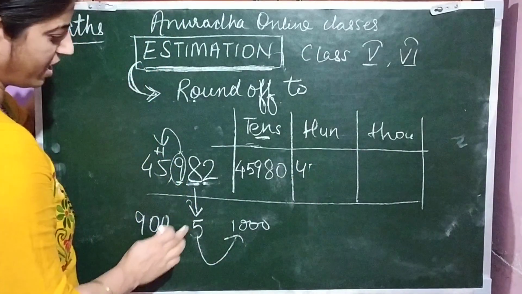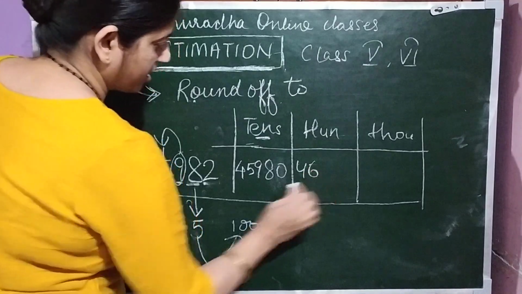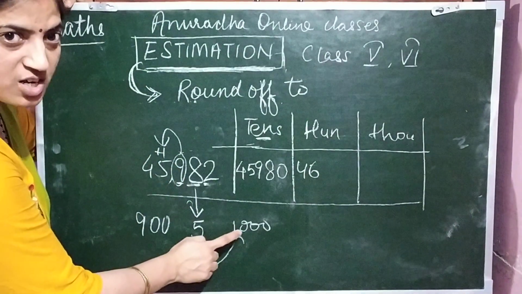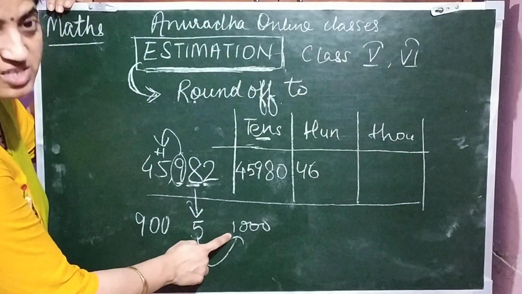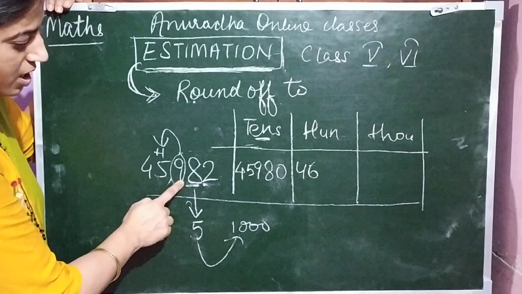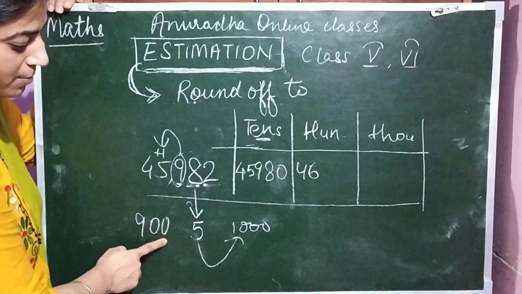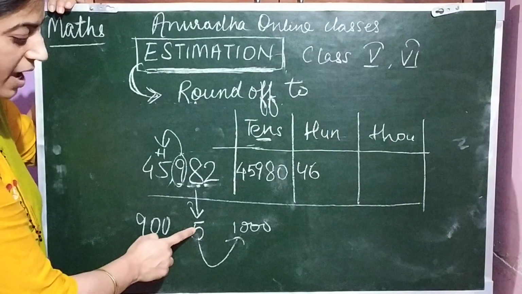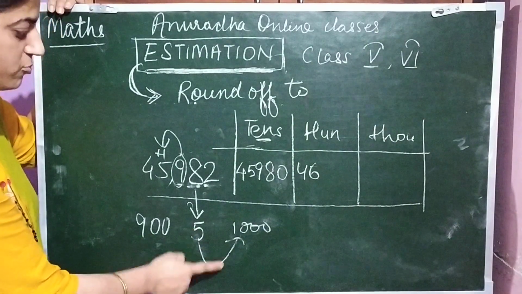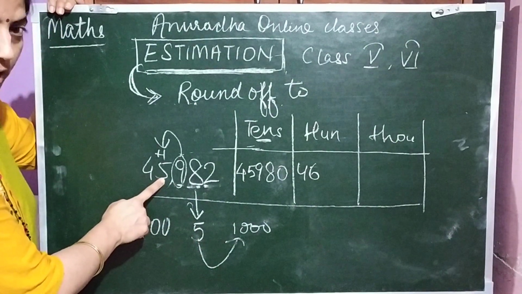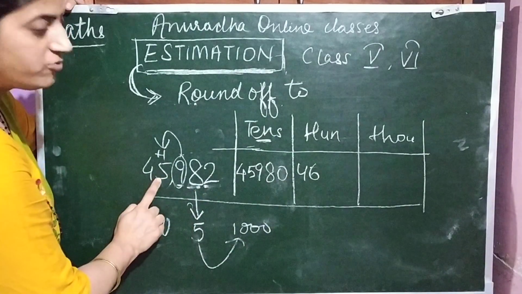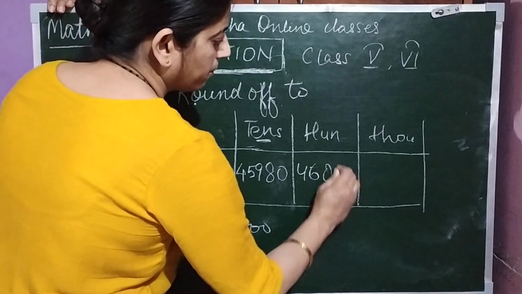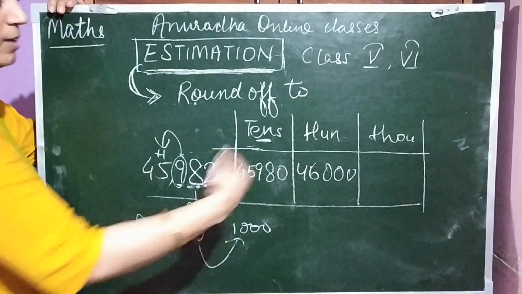It will not be 5. It will be 6. See, 1000 is a 4 digit number, not 3 digit. 100 is a 3 digit number. But it is 982, so that will come under 900 and 1000. As it is more than 5, we have to add it here. So it will not be 45, it will become 46,000. Right? Now come to the next.